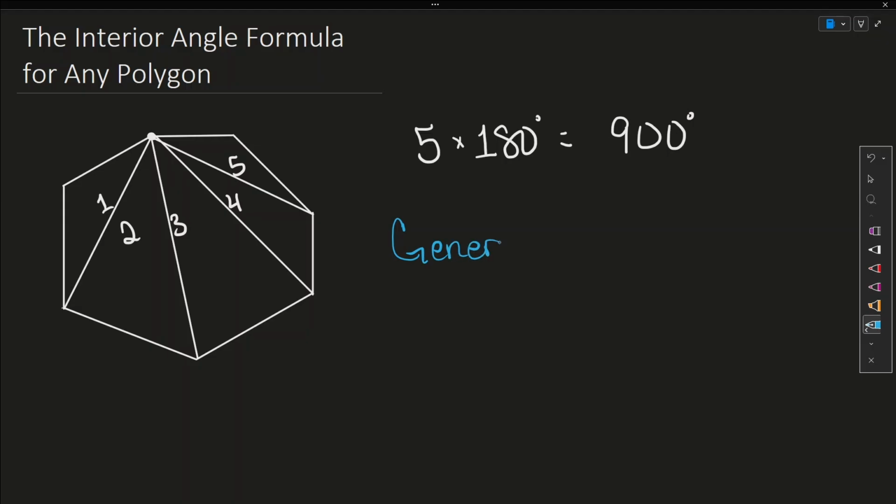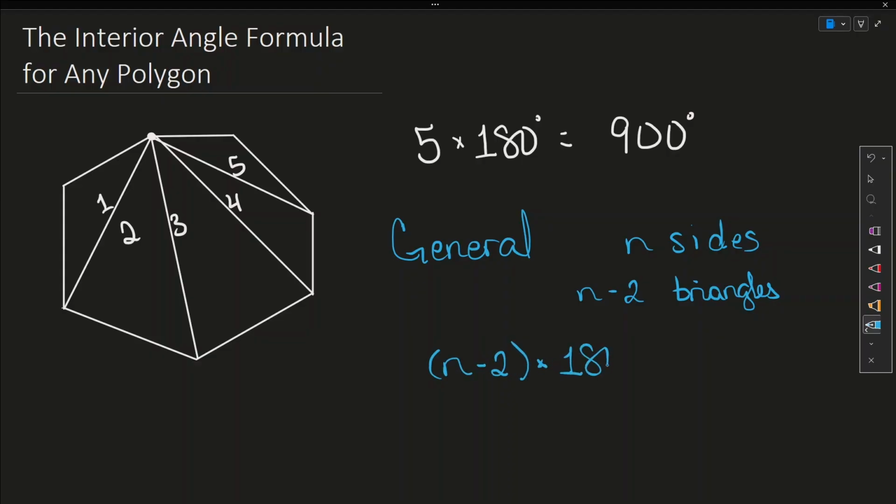Let's look at the general form. For a polygon with n sides, the number of triangles is actually n minus 2. For our pentagon, which had 5 sides, we had 3 triangles. For our heptagon, which has 7 sides, we have 5 triangles. So our formula is n minus 2 times 180. This will also give us the angle sum of all of the interior angles of a polygon.